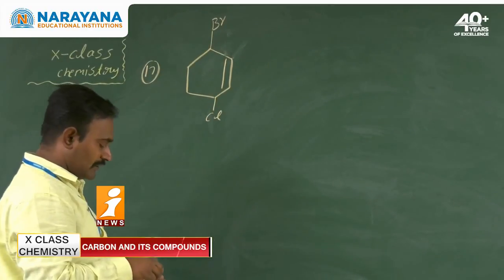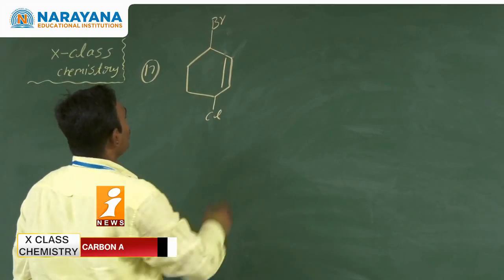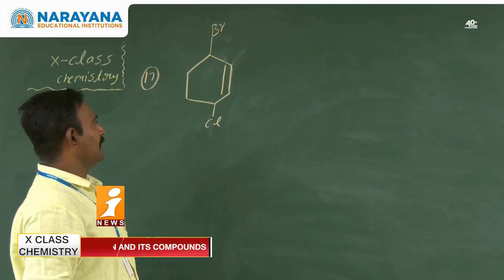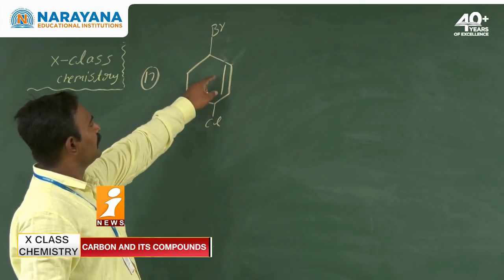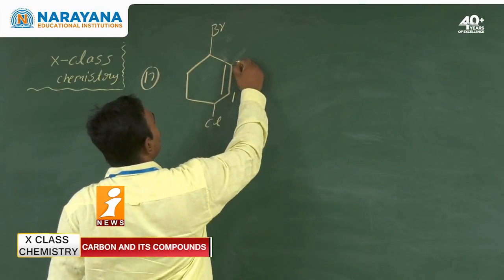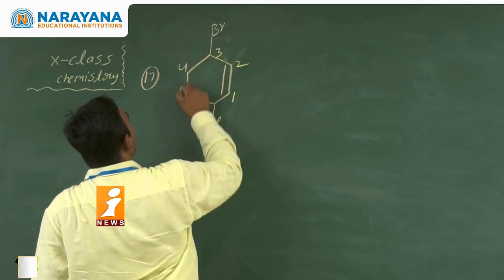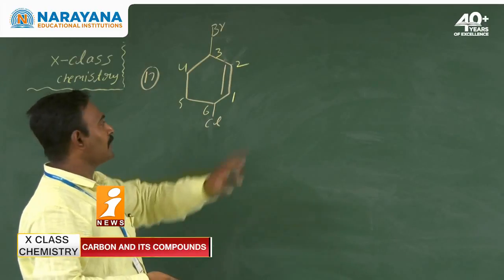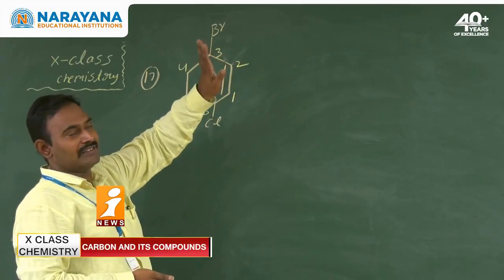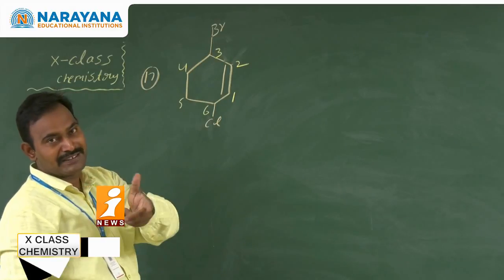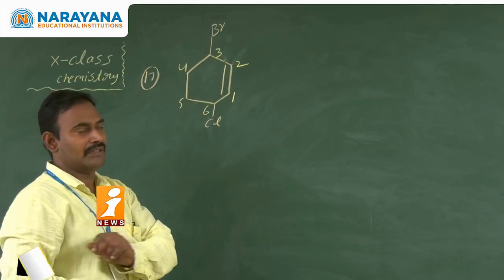Next one, see these examples. Actually, your function group should get the least number. Function group is not there, so only the primary suffix is double bond. So it should get the least number. 1, 2, 3, 4, 5, 6. Some students will give the numbering like this, 1, 2 like this, not like that. The two double bonds should get the least adjacent numbers, 1 and 2.